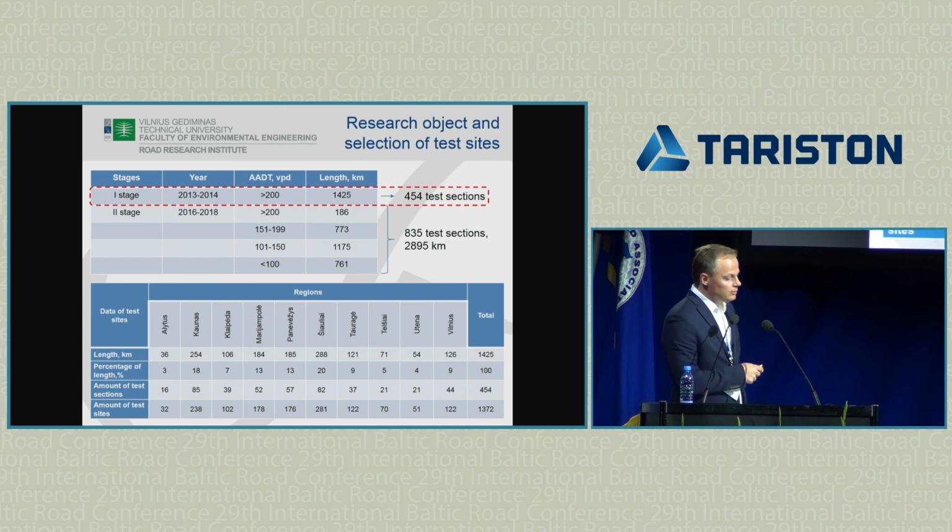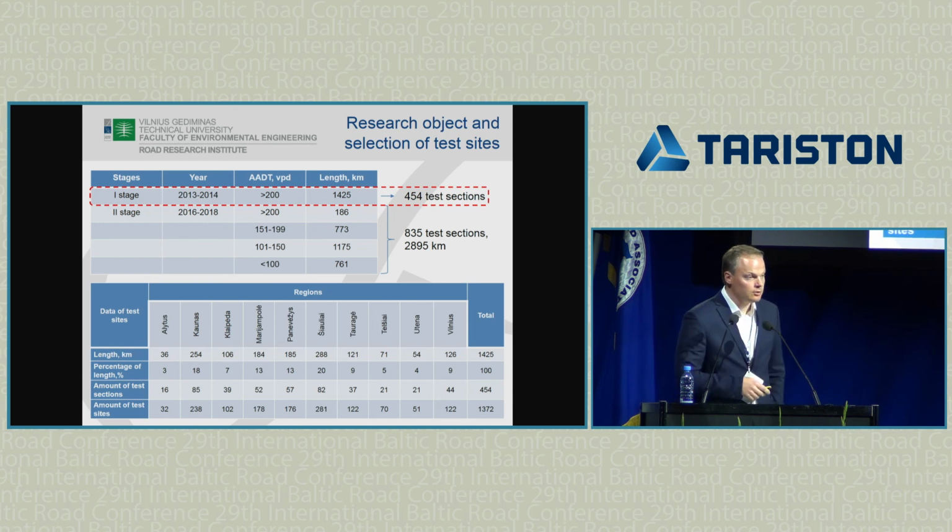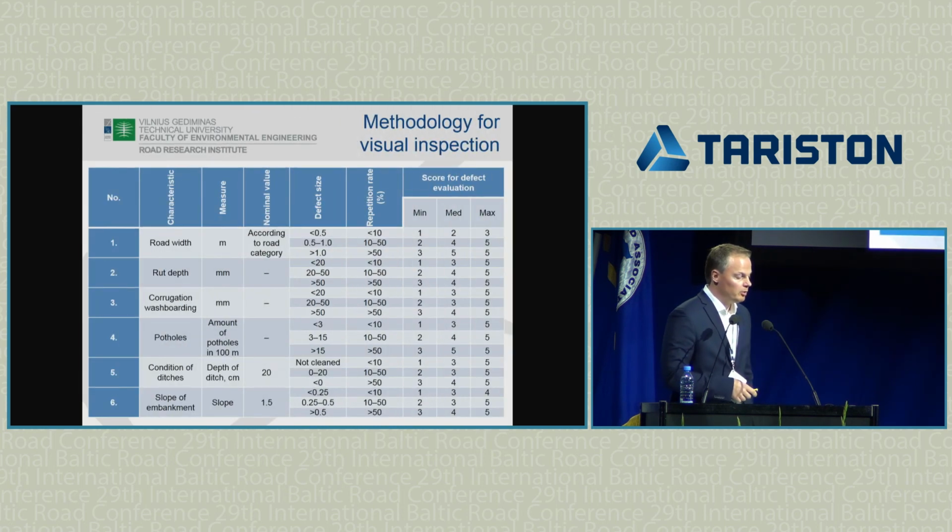In general, in the first stage we tested 1,425 kilometers of gravel roads in length, and the second stage is even bigger, almost 3,000 kilometers. And today I will present information only from the first stage of the research.